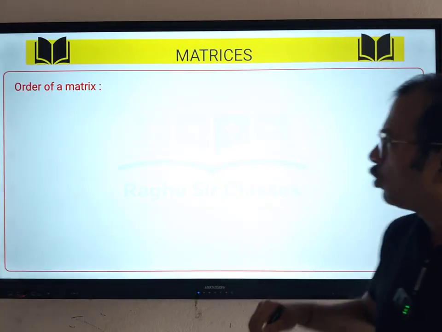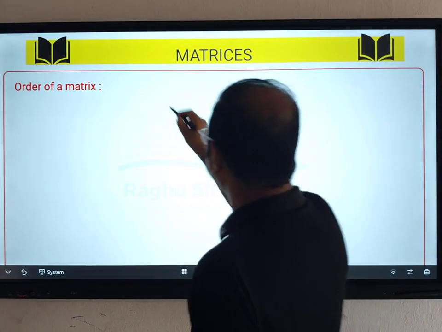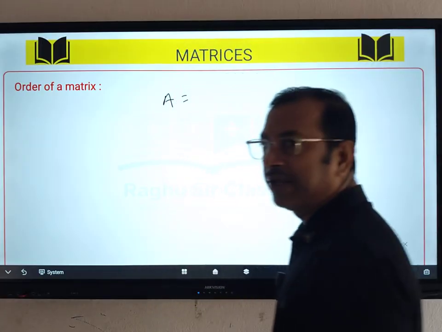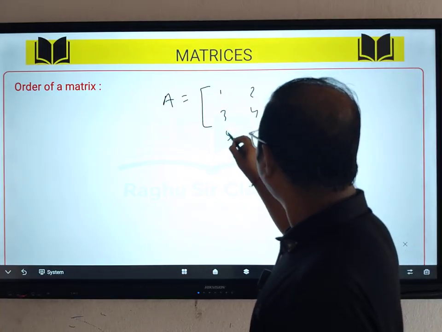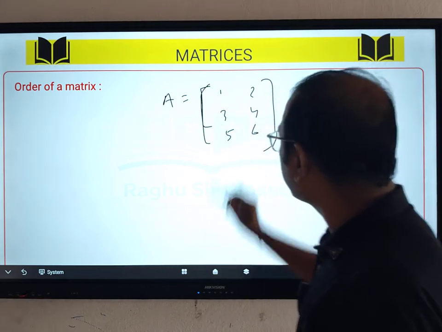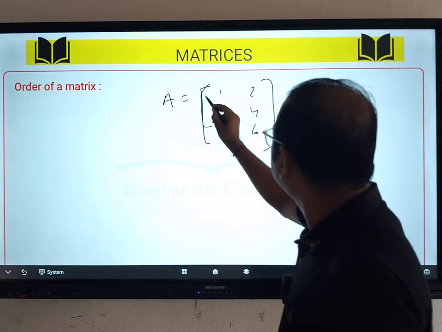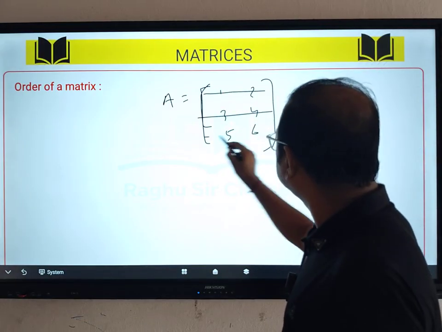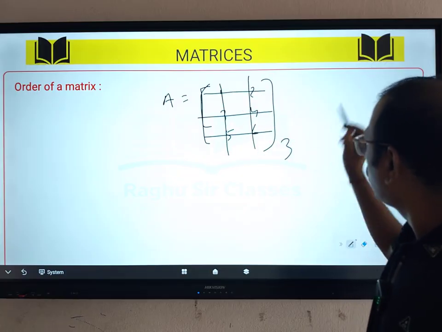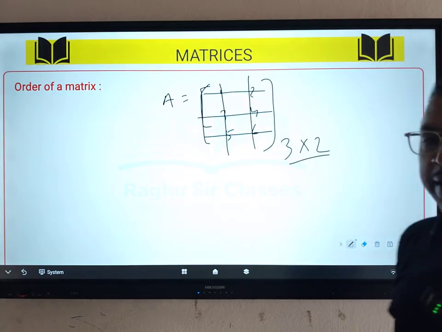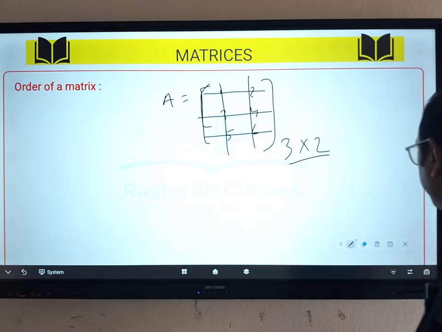Next, the order of the matrix. Suppose A is a matrix. The name of a matrix should be a capital letter, and its elements are written like 1 2 3 4 5 6. So what is the order of the matrix? Order means first you write down the rows. How many rows are here? 1 row, 2 rows, 3 rows. How many columns are there? 1 column, 2 columns. So the order is what? 3 by 2. Not 3 into 2, the order is written 3 by 2. Okay, next.